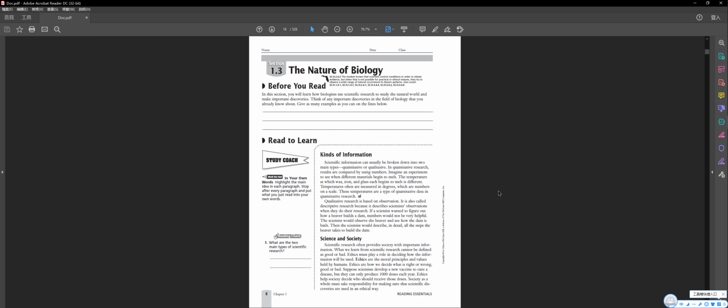Suppose scientists develop a new vaccine to cure a disease, but they can only produce 1,000 tests each year. Ethics help society decide who should receive those tests. Society as a whole must take responsibility for making sure that scientific discoveries are used in an ethical way.